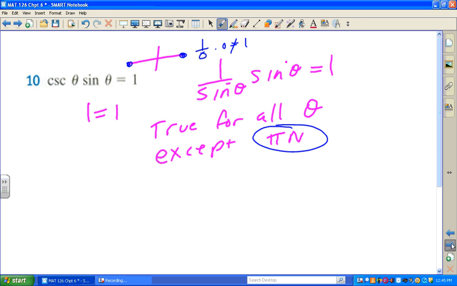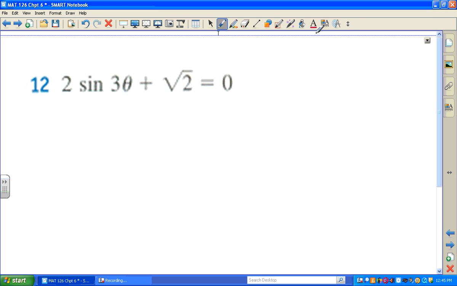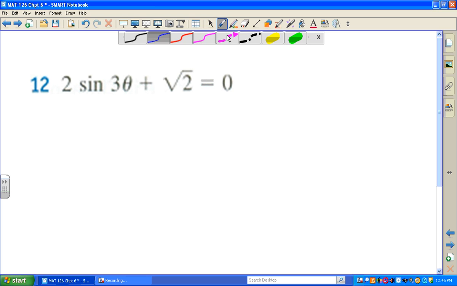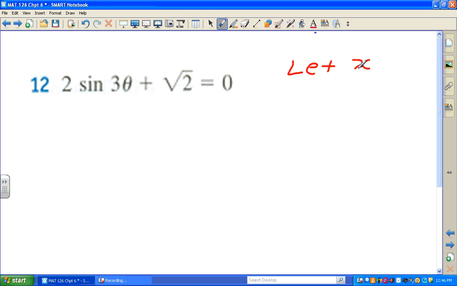All right. No, not yet. Oh my gosh. What the heck is this? Oh, this is a hard problem. Is it? Yeah, it is. It's only 12. I'm going to pull a slick little move right here. I decided long and hard about this 30 seconds ago that I'm going to approach all problems like this for a while. I'm going to let x equal 3 theta. Okay?